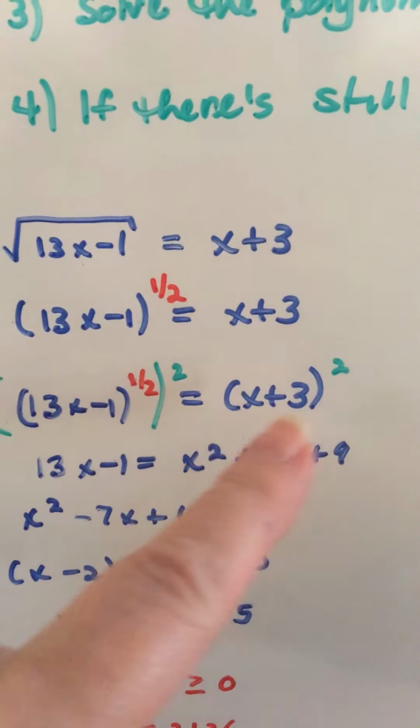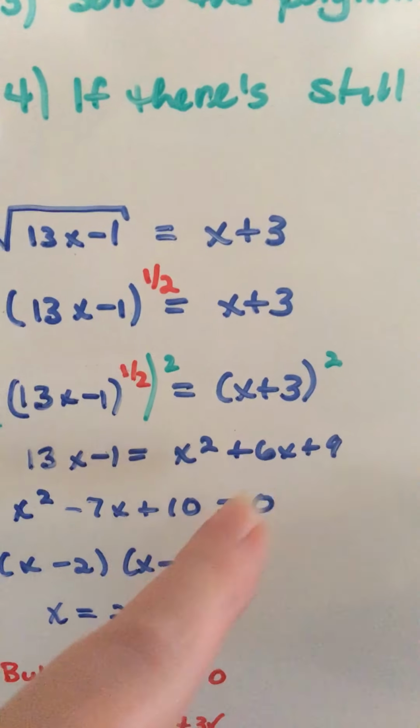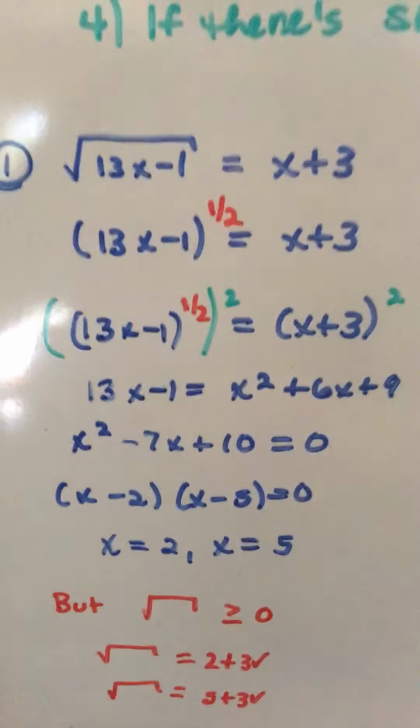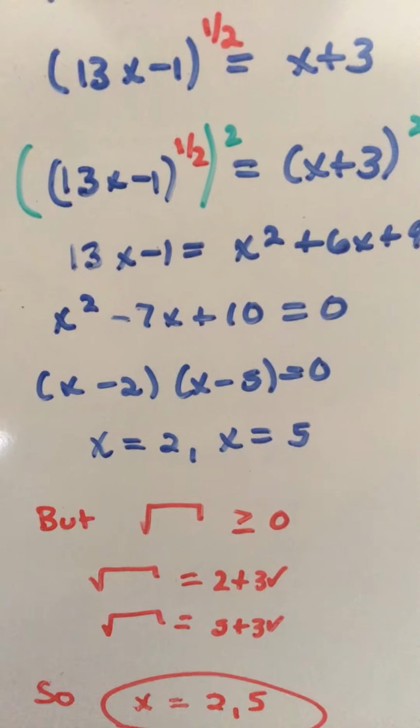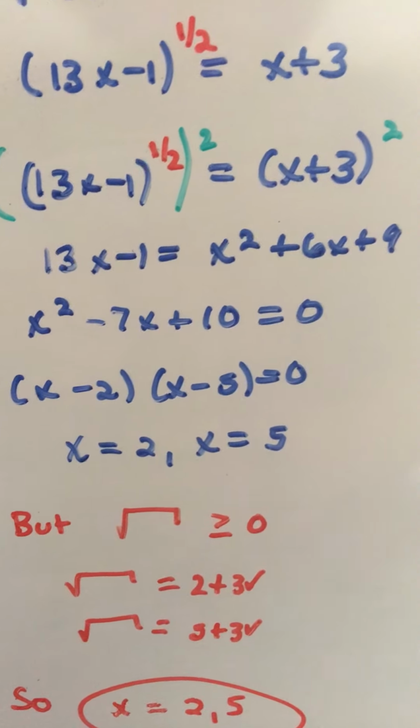What do you turkeys forget? You forget first times last times 2. It's not x squared minus 9. I end up with this expression. I go ahead and factor and solve. I get 2 and 7.